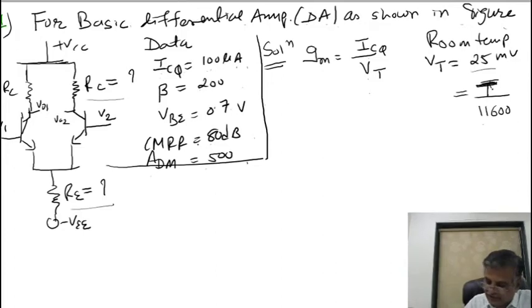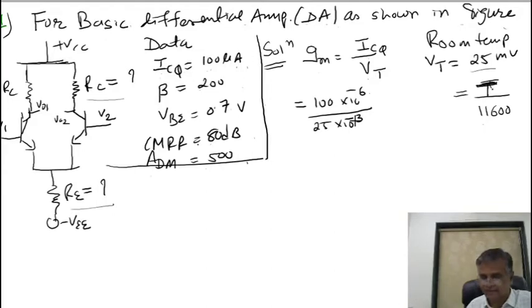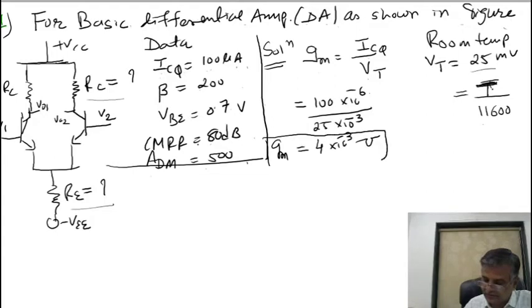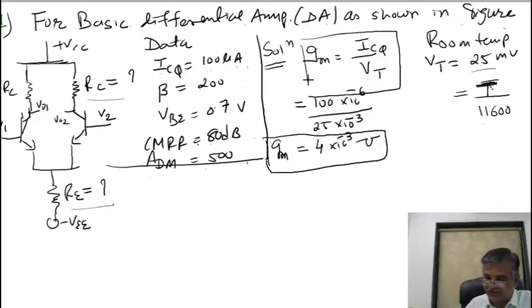So I am putting here this value, 100 microampere upon 25 into 10 raised to minus 3. So you will get 4 into 10 raised to minus 3. And you know the unit of transconductance, I am writing mho. So once you are getting this value, remember, for so many numericals, this equation you should remember.